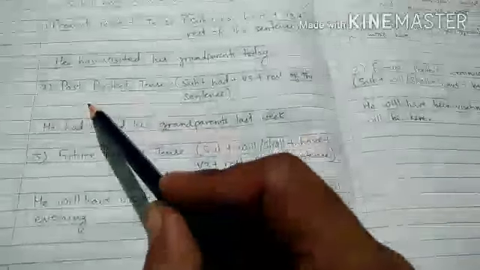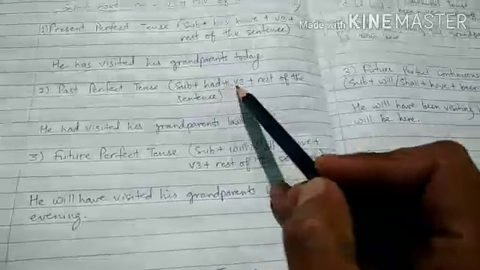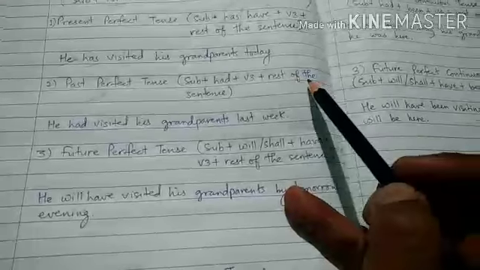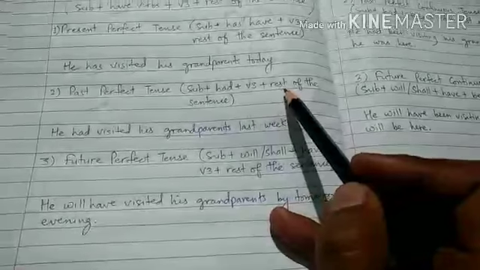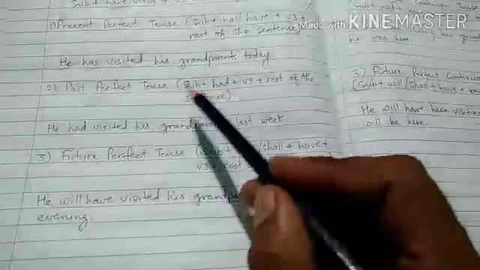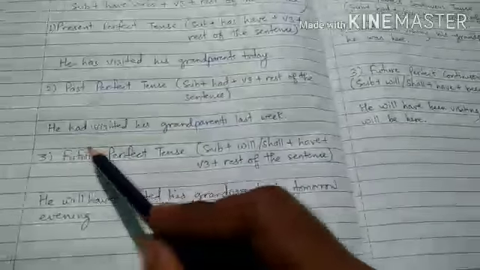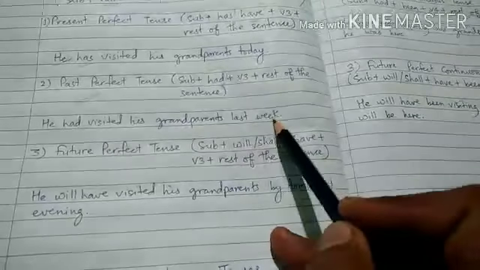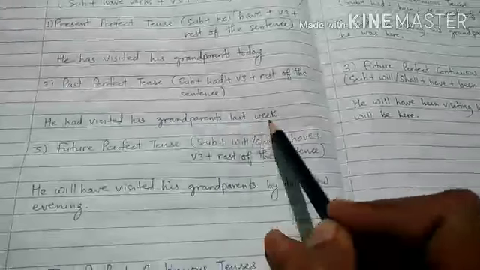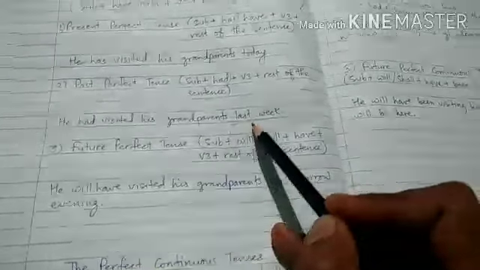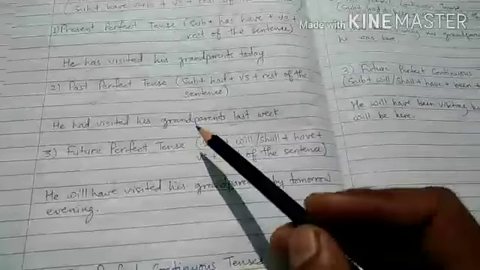Now come to the past perfect tense. Past perfect tense: subject plus had plus B3 plus rest of the sentence. Whether the subject is singular or plural, we have to use had only. Okay, now, he had visited his grandparents last week. So some changes I have made. It is according to the requirement and the understanding of the tenses, that what kind of actions each tense expresses. Understood?